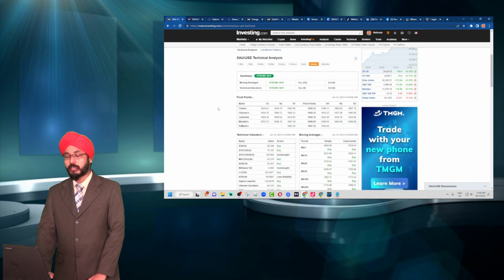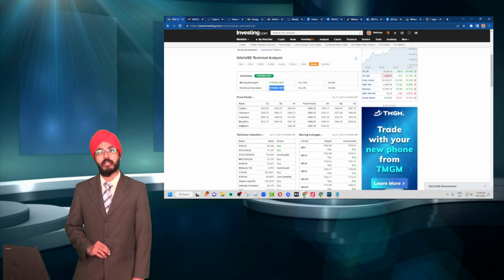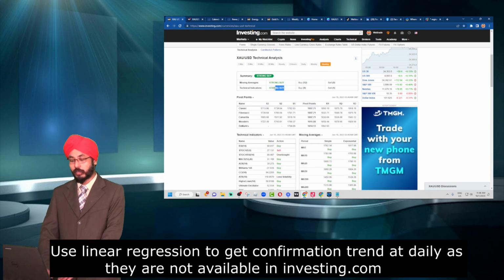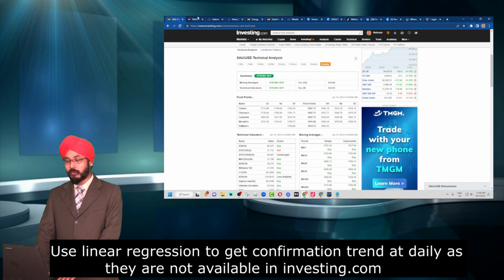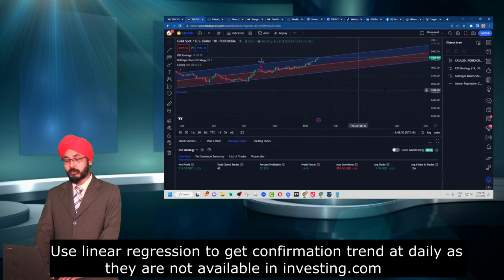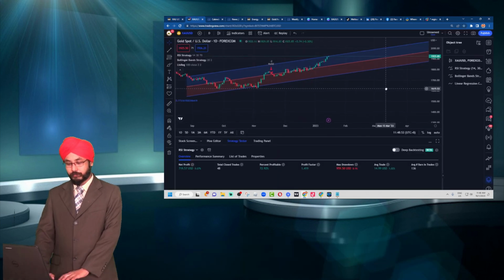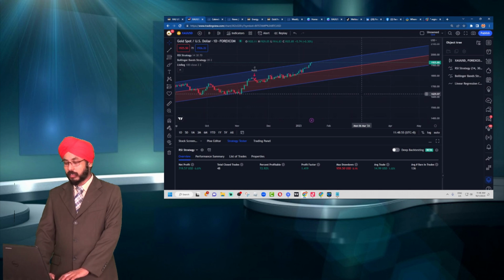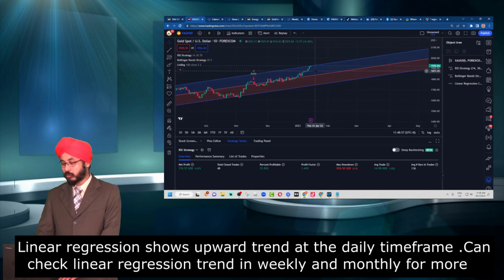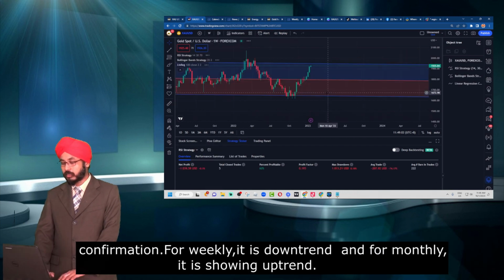What we can do is use another indicator, which is known as linear regression, in order for us to see the trend. As we are able to see at the daily, our linear regression is showing us an upward trend. If we go forward and see our weekly, it is showing us a slight downtrend. And if we go towards our monthly, we can see that it is also showing us an uptrend.